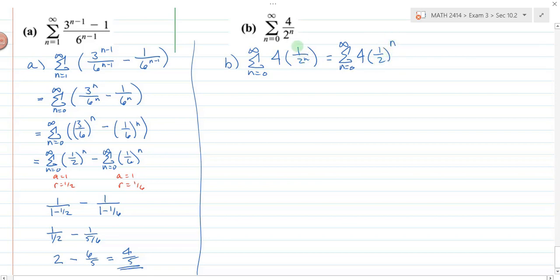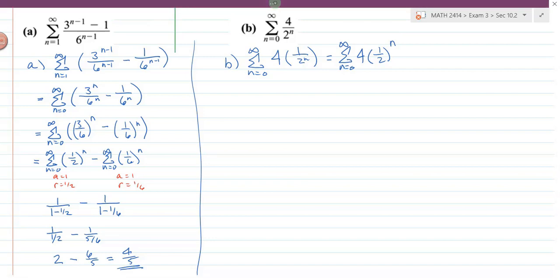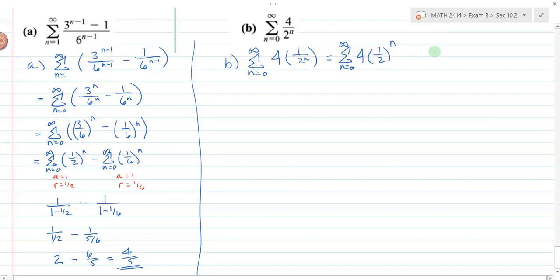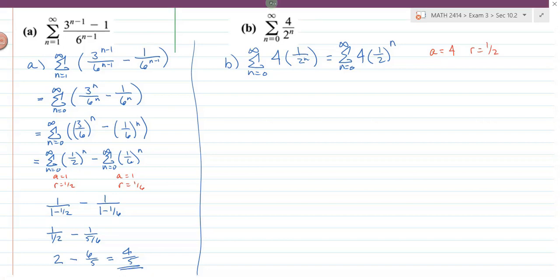And you say, well, that 1 wasn't raised to a power of n, so why can you write it like that? Anybody thinking that? 1 raised to any power is 1. That's why I can rewrite this as 1/2 raised to a power of n. I write it like that because it's easier to see what A and R are equal to. So A is equal to 4 and R is equal to 1/2.